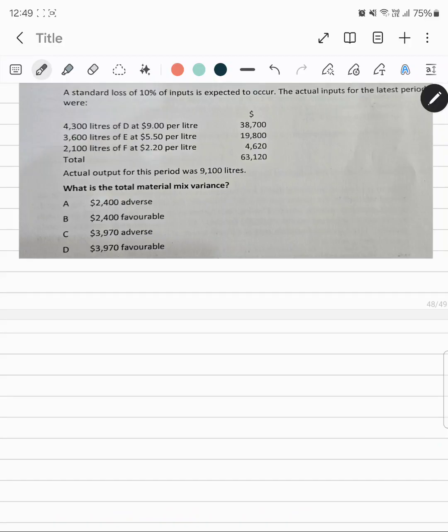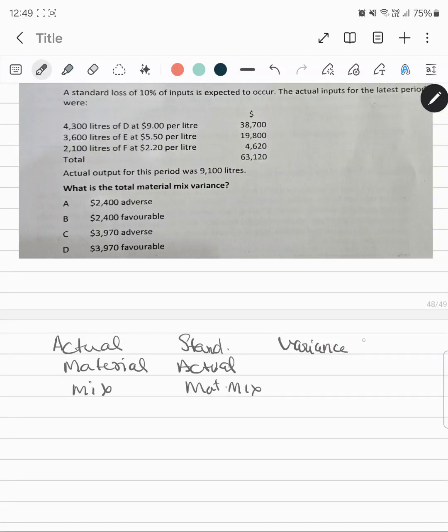So what is the formula for total mix variance? And the formula for total mix variance is the actual material mix and standard, and let me write it a little closer, standard actual material mix. Then I have the variance, then I have the price, and then it's total.